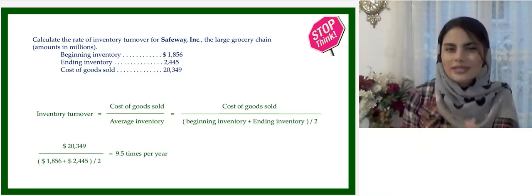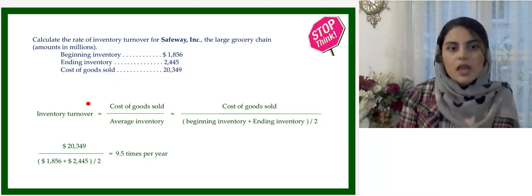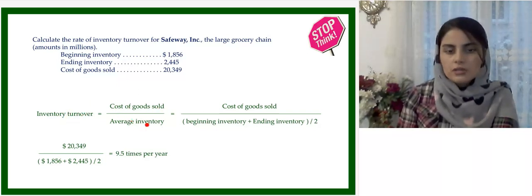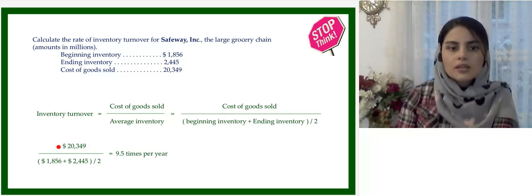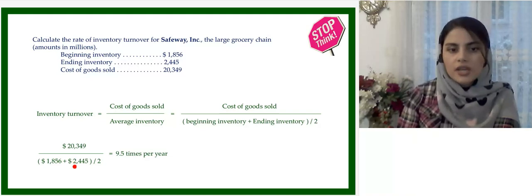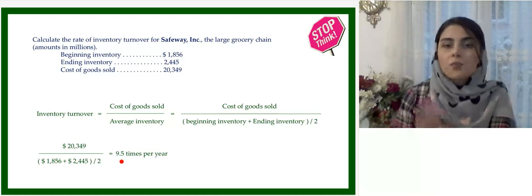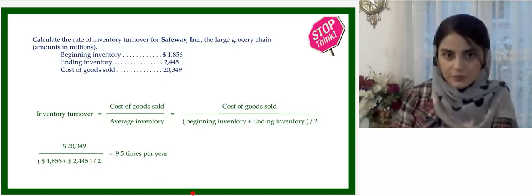Stop and think. Here we have a small example of a software company. Here we have the information about the beginning inventory, ending inventory, and cost of goods sold. Inventory turnover is cost of goods sold divided by average inventory. So cost of goods sold in this company is $20,349 and the beginning inventory is 1,856 and the ending inventory is 2,445, divided by 2, which gives us 9.5 times per year.